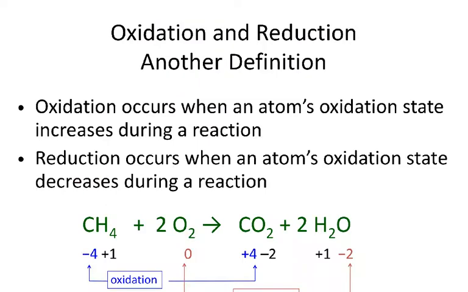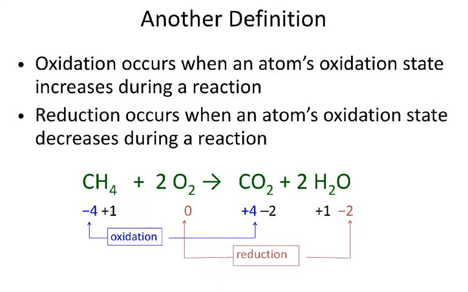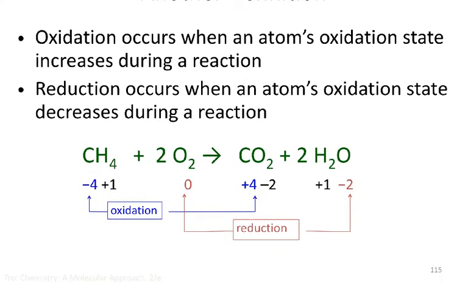Okay, now we can look at overall reactions with oxidation and reduction. Another way to think about it is oxidation will occur when an atom's oxidation state increases during a reaction, and reduction occurs when an atom's oxidation state decreases during a reaction. So we can use oxidation states to keep track of electrons. So if we increase oxidation state, we have lost electrons, lost the negatives. And reduction, we gained those negatives.